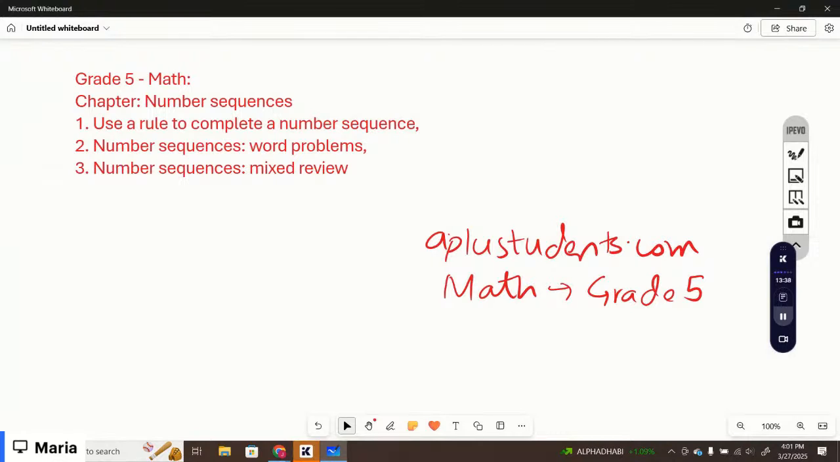We're going to start with the chapter number sequences. The lessons we're going to cover today are: use a rule to complete a number sequence, number sequences word problems, and number sequences mixed review. Please make sure you have your notebook and pencil so that you can note down the important examples and definitions as well.